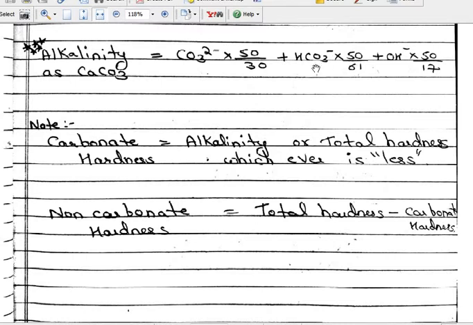So HCO3 minus is 60 plus 1 hydrogen, so it is 61. And when we consider the hydroxyl ion, the OH minus ion, into 50 by 17. Oxygen is 16 plus 1, so it is 17. Okay, so this is the thing.